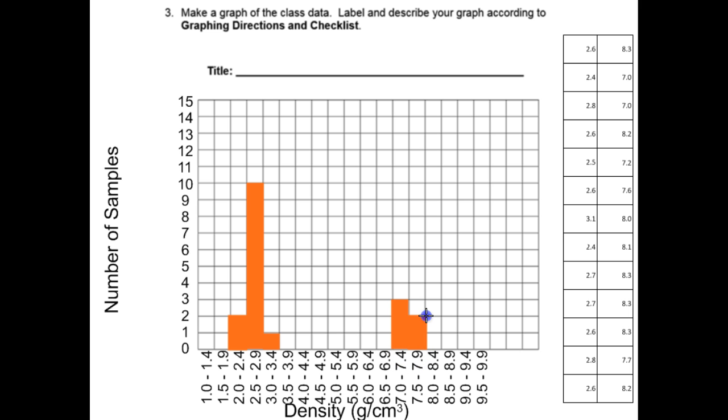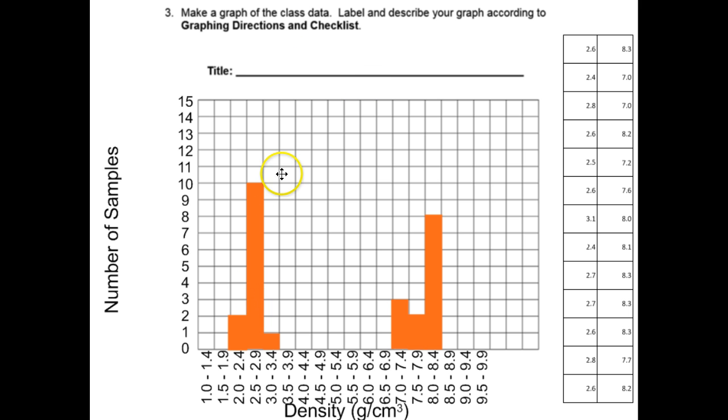You notice these bars actually touch, unlike a bar graph. That's because these numbers kind of flow right into each other. So we want to make sure we're showing that by making sure they touch. Okay, so the last one I have is between 8.0 and 8.4, and I have 1, 2, 3, 4, 5, 6, 7, 8 of them. So I'm going to make this bar, starting here, go up to 8, which is right there, and come across. All right, so now I've graphed all my data.